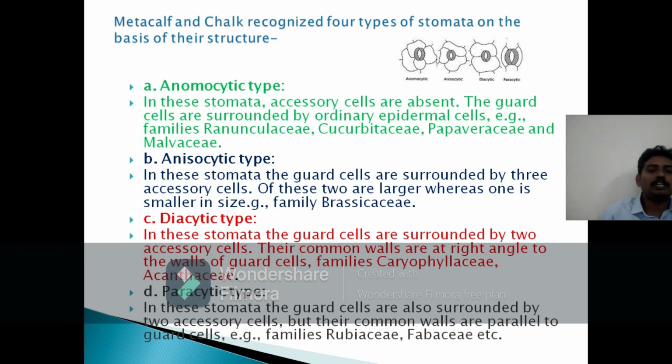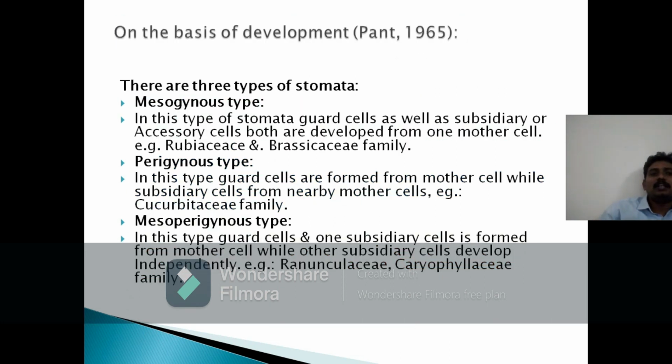Next, the fourth one is the paracytic type of stomata. In this stomata, the guard cells are also surrounded by 2 accessory cells, but their common walls are parallel to the guard cells. Examples are the family Rubiaceae as well as the Fabaceae family. So these are anomocytic, anisocytic, diacytic and paracytic stomata. That's the second category of classification of the stomata.